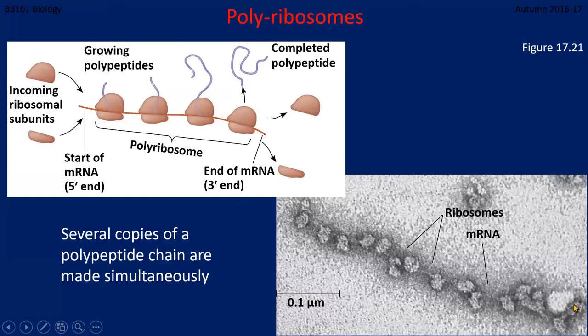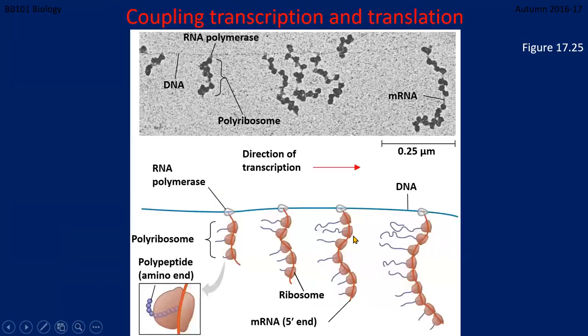And this is what this picture is. You can see this line over here, that is mRNA, and the big things over here are some kind of globular or circular structures, and those are ribosomes. In the case of bacteria, as I said, the transcription and translation process can go hand in hand. That is what is shown from here.